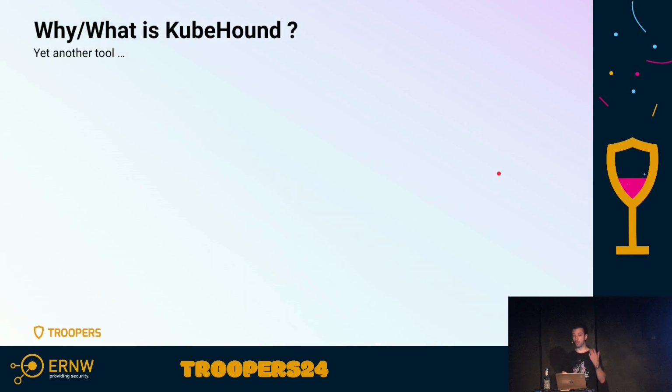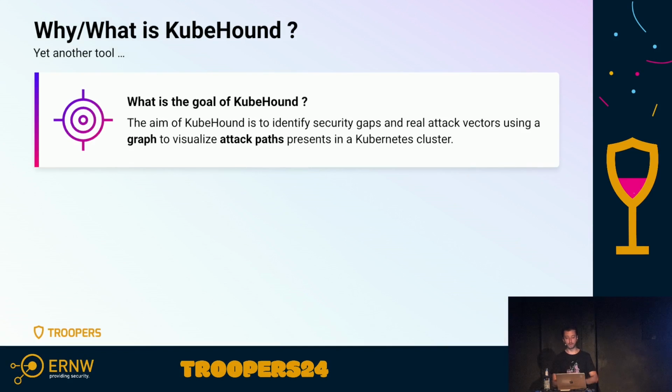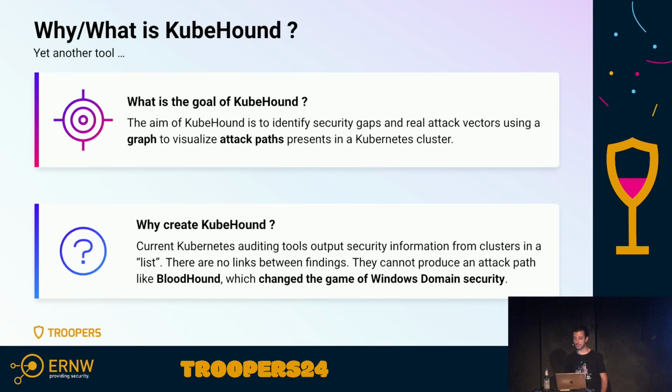So why KubeHound? The goal is to bring these visualization capabilities and graph technologies to the Kubernetes world. When we did the research, about a year ago, maybe a little more, there was no existing tool except, well, I will not introduce it here, the BloodHound one, which we think was a game changer in the Windows security world. And we said, why not just reapply what was applied to the Active Directory world.